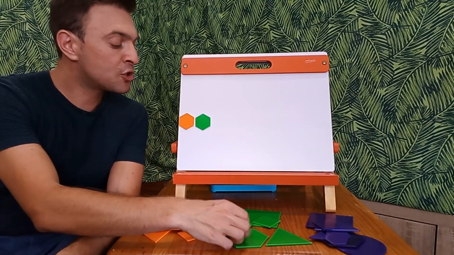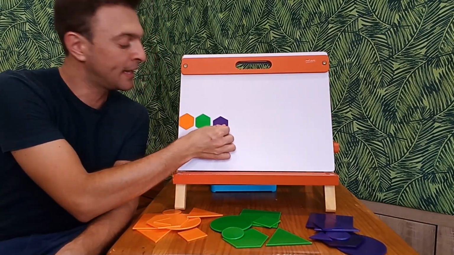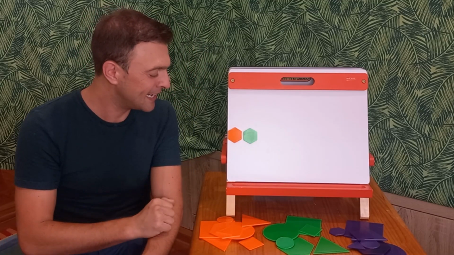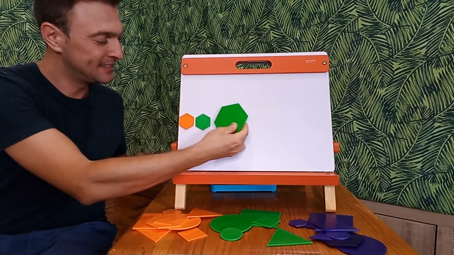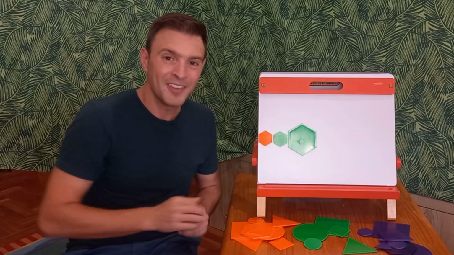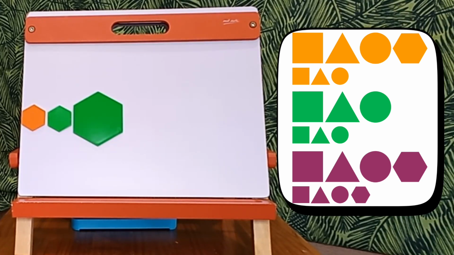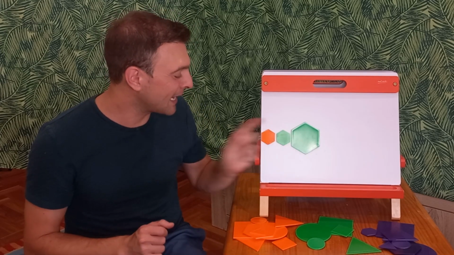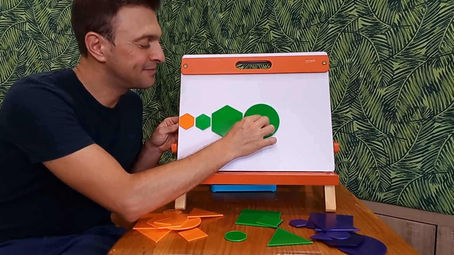Maybe we could change the shape and choose the small green circle. Or we could change the color again to make it a small purple hexagon. But I think I'm going to choose to change the size. Yes, let's go from a small green hexagon to a big green hexagon. Okay, what shall we choose next? You can pause it here if you want some thinking and talking time. I wonder what you would choose. Okay, I've chosen to change the shape this time. Let's go from a hexagon to a circle. We'll put the big green circle right here.